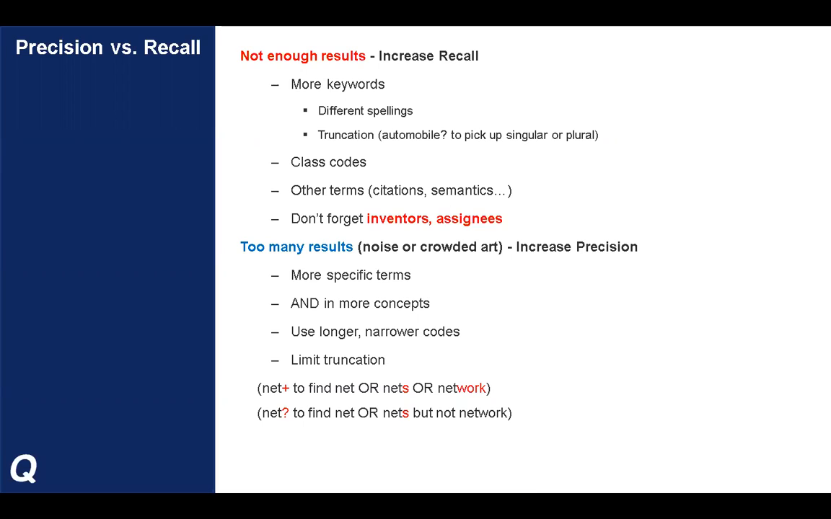On the other hand, you might have a situation wherein you have too many results. How can you reduce the noise? You can use more specific terms, and generalized terms can be reduced. You can also use relevant concepts to reduce noise from your search results. You can limit truncation from plus unbound truncation to a specific truncation like question mark. Plus will give you a wider result set, but since you know what kind of keywords can be there, if I use net question mark, it doesn't give me a result set wherein network is available.